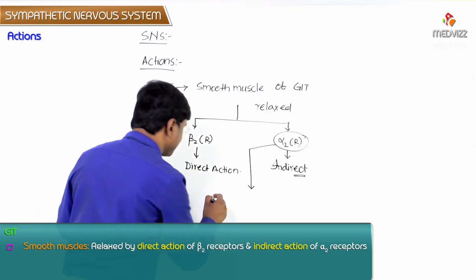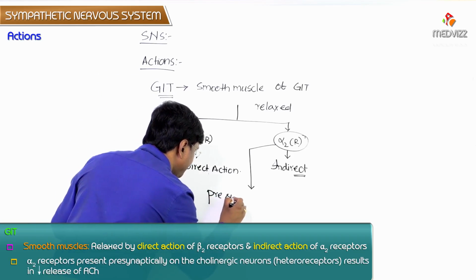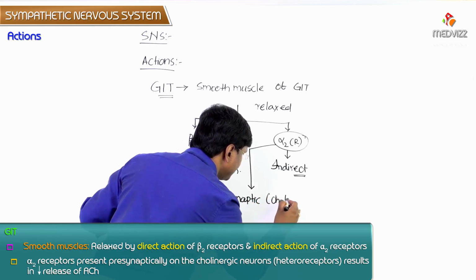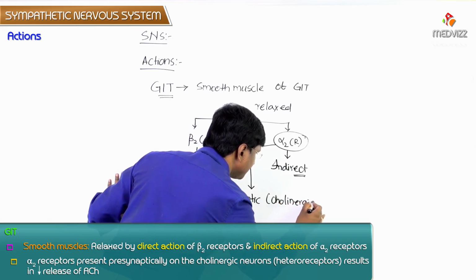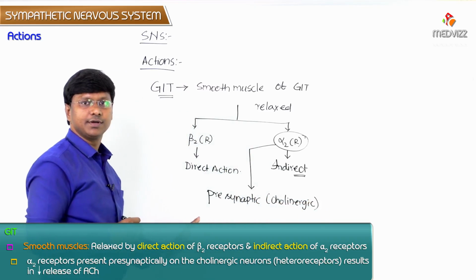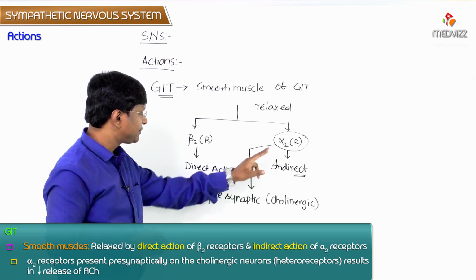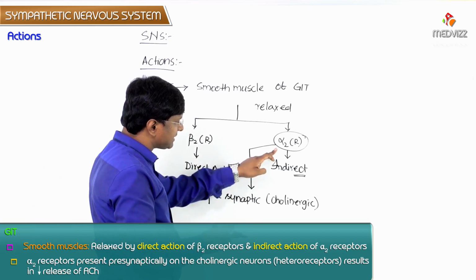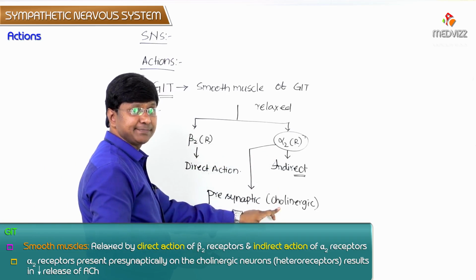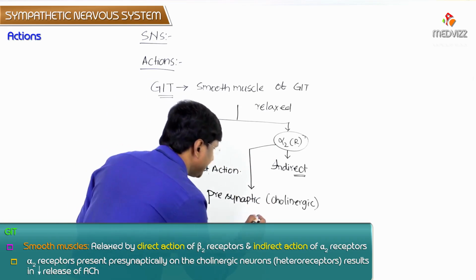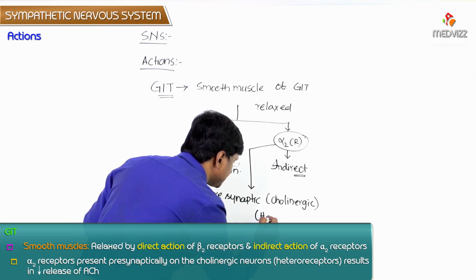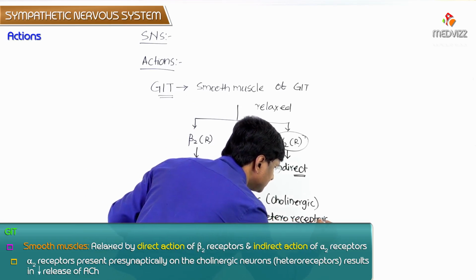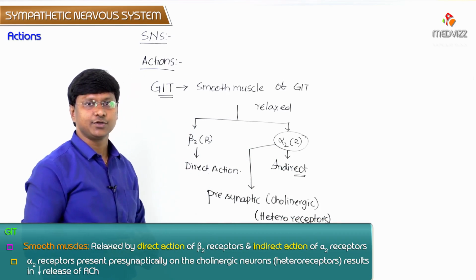These alpha 2 receptors are present presynaptically even in the cholinergic neurons. Is that clear? And the presence of alpha 2 receptors presynaptically in the cholinergic nervous system is called the heteroreceptors.